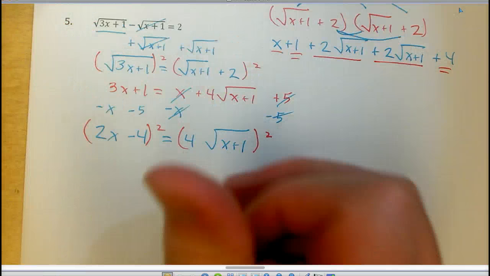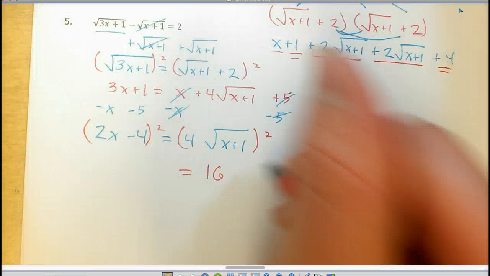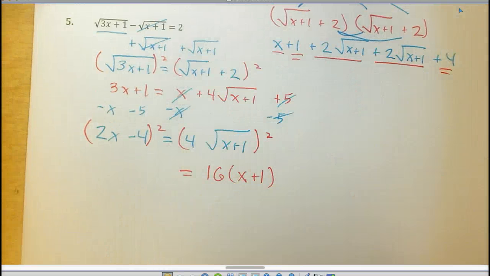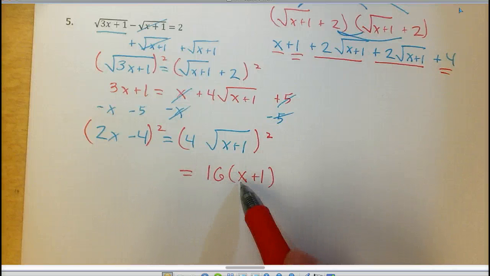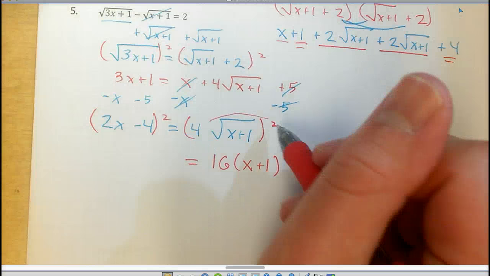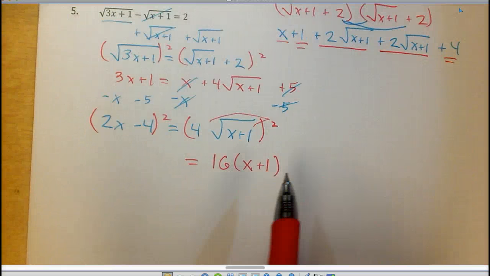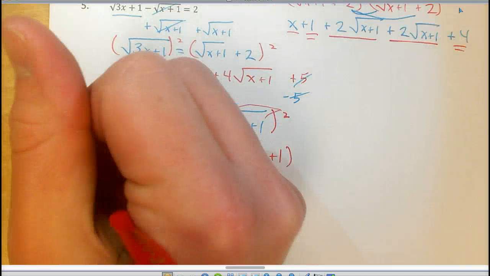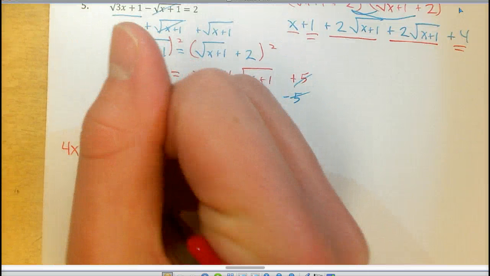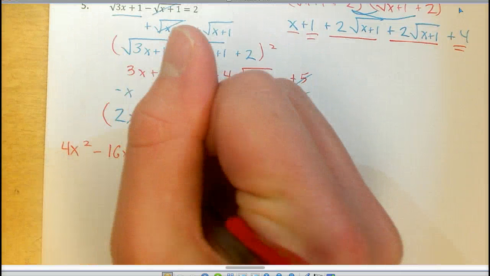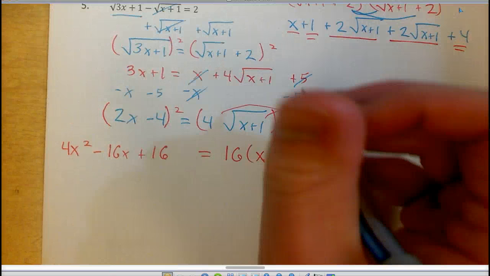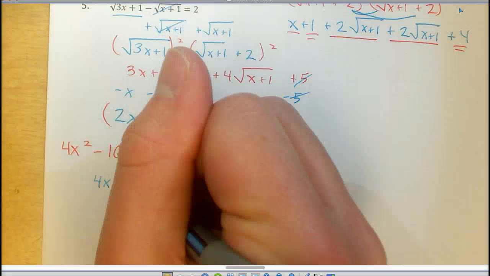The right side, we get 16 times the quantity x plus 1. Be careful with your parentheses. You've got to put the 16 outside of parentheses, okay, because we're going to have to distribute that 16 in a second. So 4 squared is 16. Quantity x plus 1 squared is just x plus 1, but make sure you put in those parentheses there. 2x minus 4 quantity squared will give you 4x squared minus 16x plus 16. Now I go through and I distribute on the right side, and I get 16x plus 16.